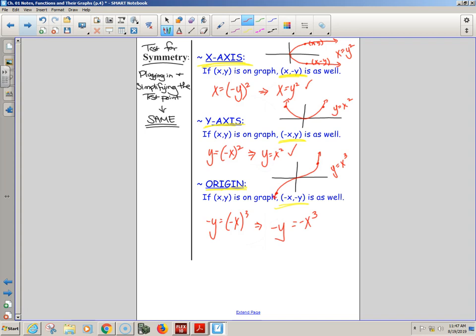How? By little crossing thingies. Lots of options. Divide by a negative 1, divide by a negative 1, multiply by a negative 1, multiply by a negative 1, or my personal favorite, add the y and add the x cubed. Either way, you get the same.